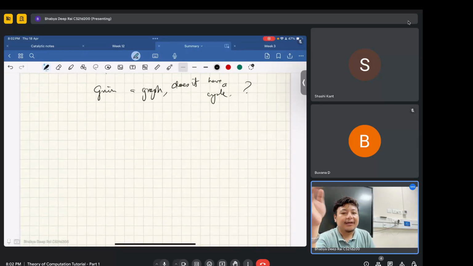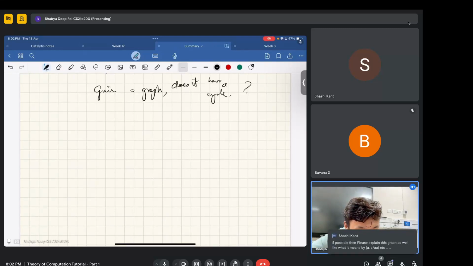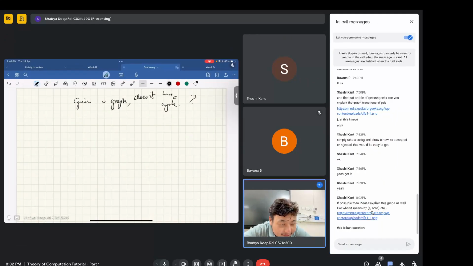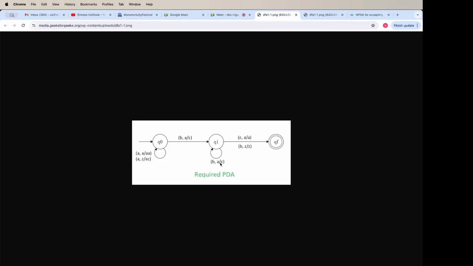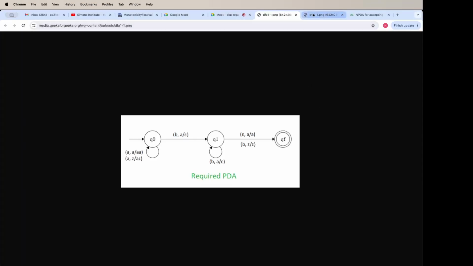Okay. Yeah. Now, if possible, then please explain the graph as well, like what it means by a slash a, etc. This is the last question. Oh, okay. So let's see what they are using to denote.